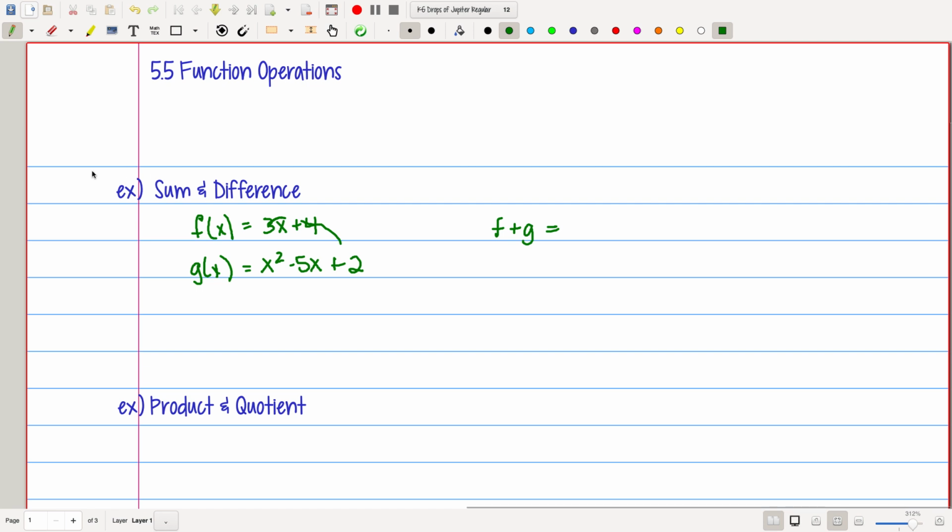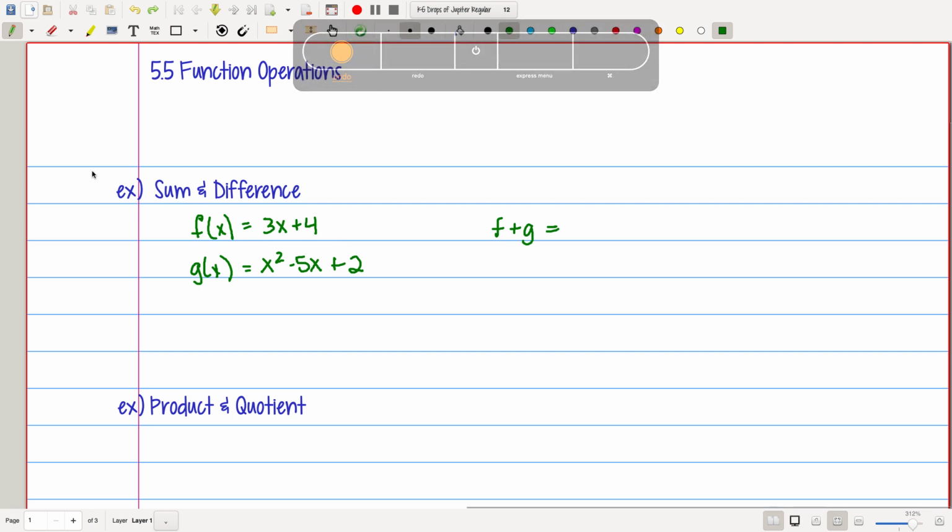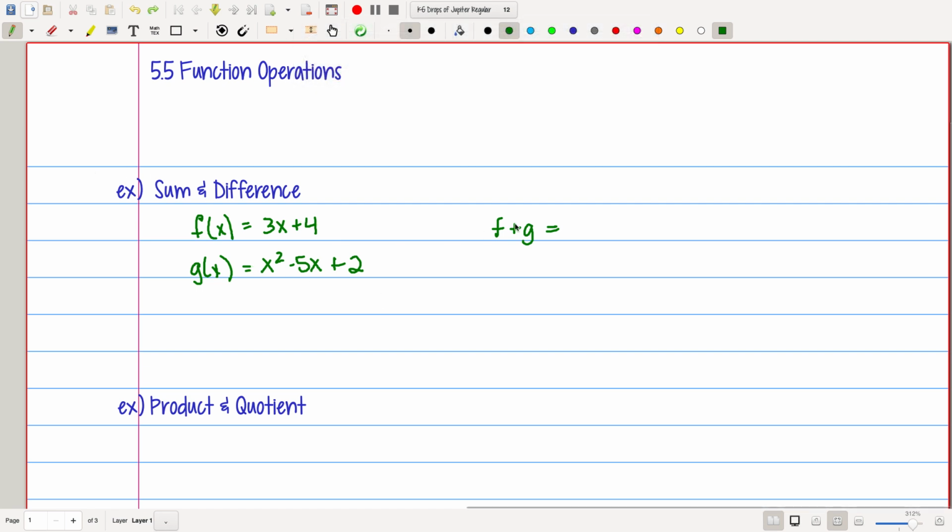And again, you can only combine the things that are alike. So I'm going to start out with the x squared because it's the highest exponent. And then I'm going to look at these x's and combine like terms and I'm going to get minus 2x. And then I'm going to look at those constants and I get plus 6. So that's not too bad there. If it said g plus f, if it was flipped, remember order doesn't matter when you add. And so those would end up being exactly the same.